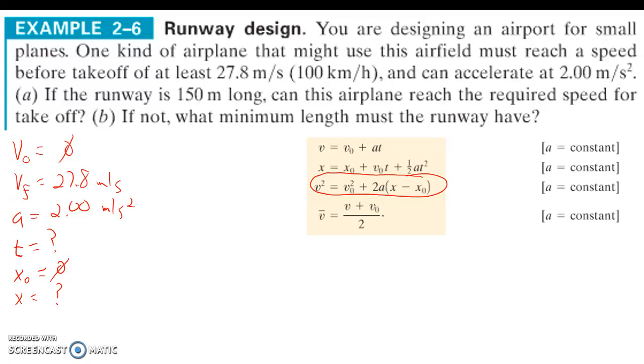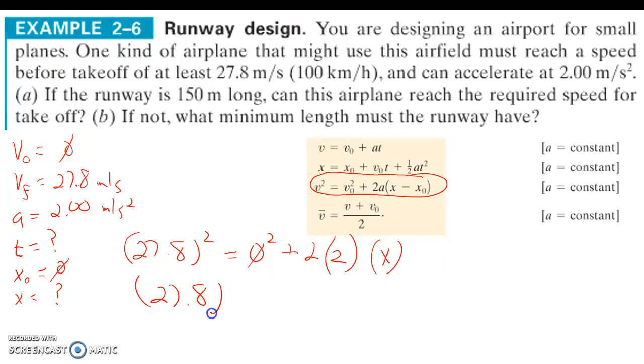Okay? So I just plug numbers in. I know that my final velocity is 27.8 squared. My initial velocity is going to be 0 squared plus 2 multiplied by my acceleration of 2 times x minus x sub naught, which will be x because it's x minus 0. So I got 27.8 squared equal to 4x. Now I'm not going to work all the way through the math here for you because you can do that in your head. But when I get x, hopefully I get 193 meters.